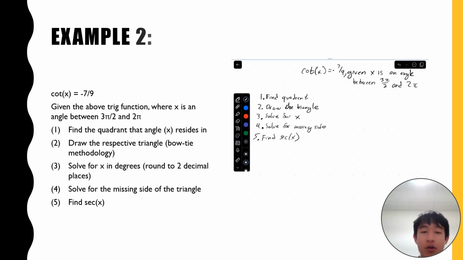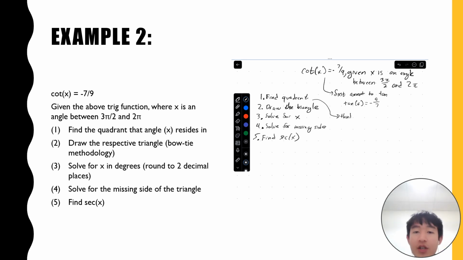Now let's move on to our final example, example 2. We are given that cotan of x is equal to -7 over 9. So the first thing I have to do is to take the non-inverse form of cotan, because it's an inverse trig. That will be tangent. Now, the cool thing about inverse trigs is that they're reciprocals. So we can just rewrite cotan of x is equal to -7 over 9. We can rewrite that as tan of x is equal to -9 over 7.